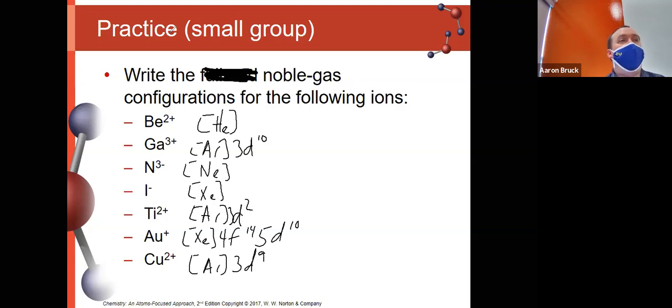Why is positive 1 a very common state as well? Think about all your exceptions: silver, gold, copper. Positive 1s make a whole lot of sense there because it's just taking away that one s electron that didn't get to migrate over to the d. So there is some rationality that we can derive and pull from this.